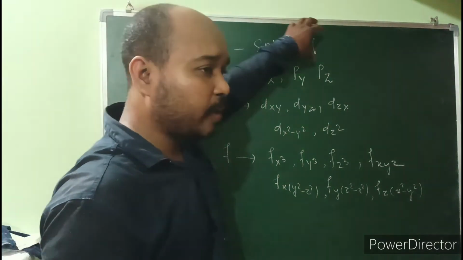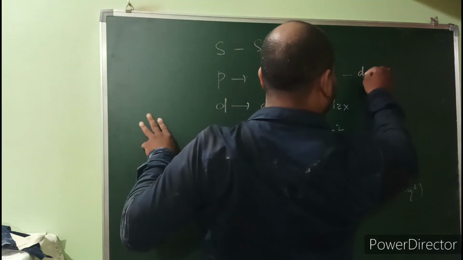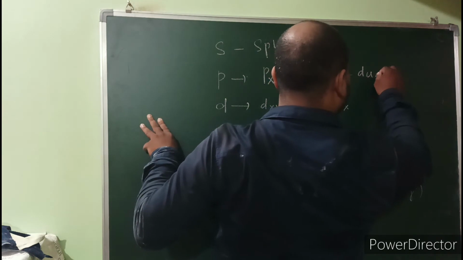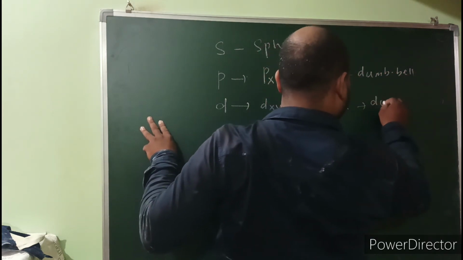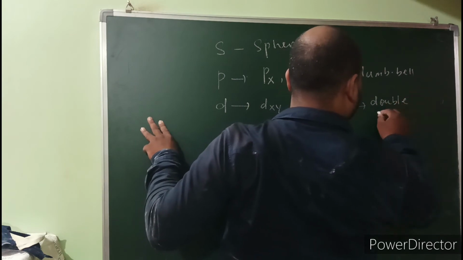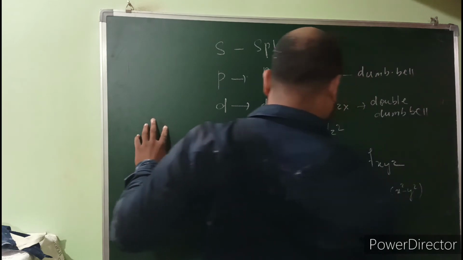For S, it is a spherical shape. For P, it is a dumbbell shape. For D, it is a double dumbbell shape. For F, it is a triple dumbbell shape.